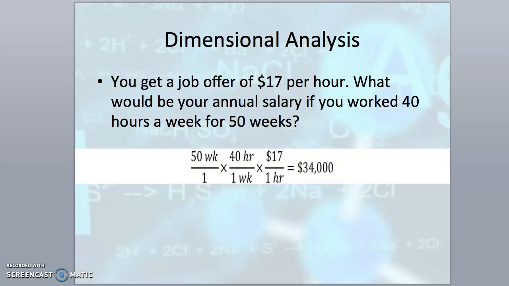Dimensional analysis is not just for chemistry. This is an example of calculating an annual salary based on an hourly wage. Notice that I started with something that was not a factor. 50 weeks only has 1 unit. I place this over 1. Then set up my fraction with weeks in the denominator to cancel this unit. My factor is 40 hours equals 1 week. I need one more step to get to dollars.